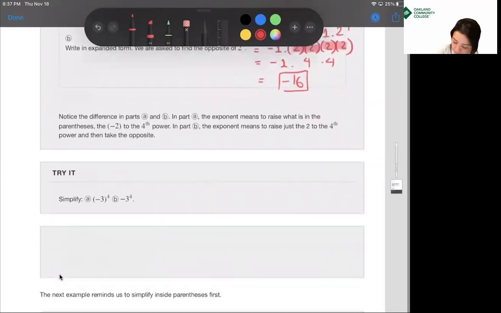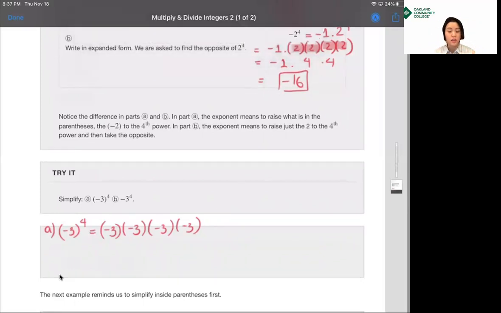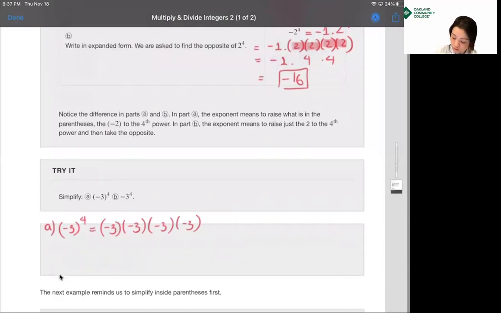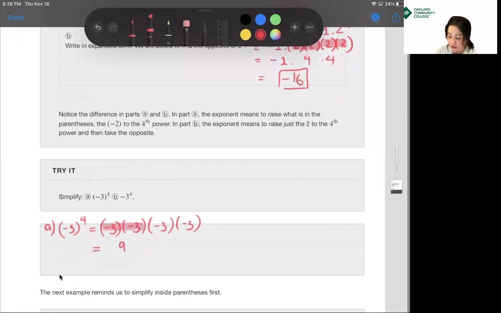Okay. Similarly, problem A, I have -3 in parentheses to the 4th power. So this means -3 times -3 times -3 times -3, 4 times, right? Because the -3 is enclosed by the parentheses to the 4th power, that means the power applies to the negative as well. -3 times -3 is +9. And then the last -3 times -3 is another +9. 9 times 9 is +81.